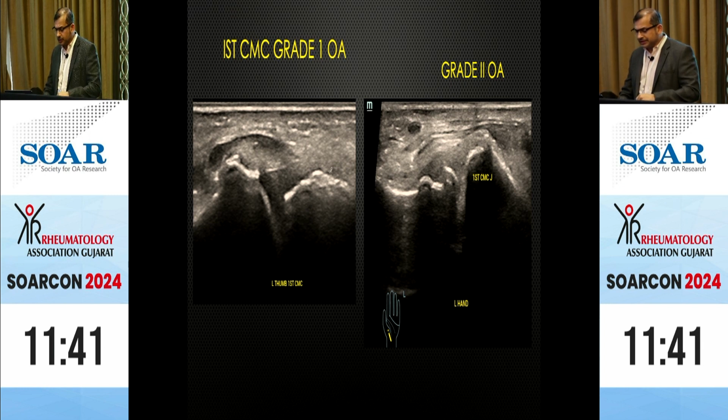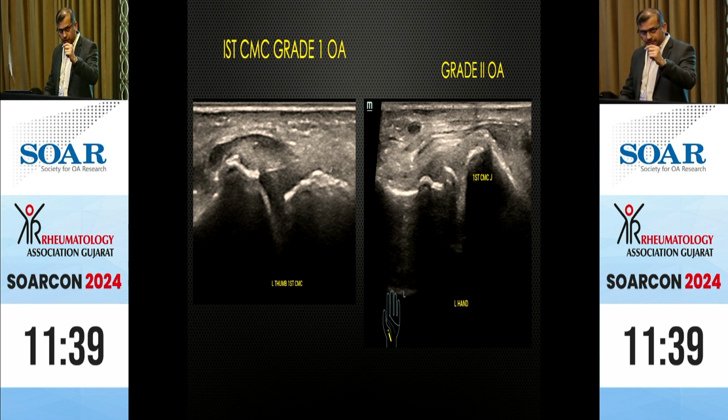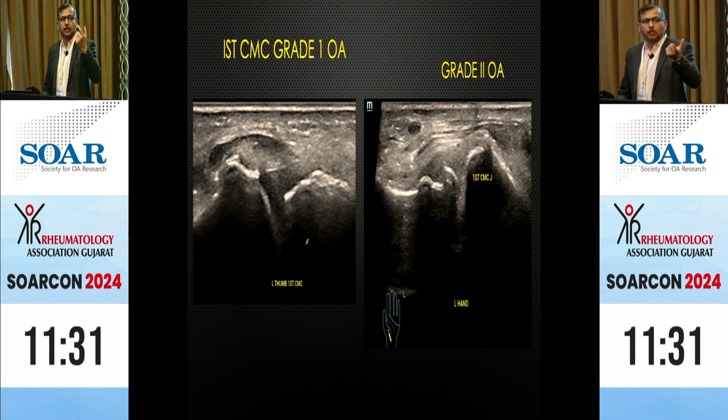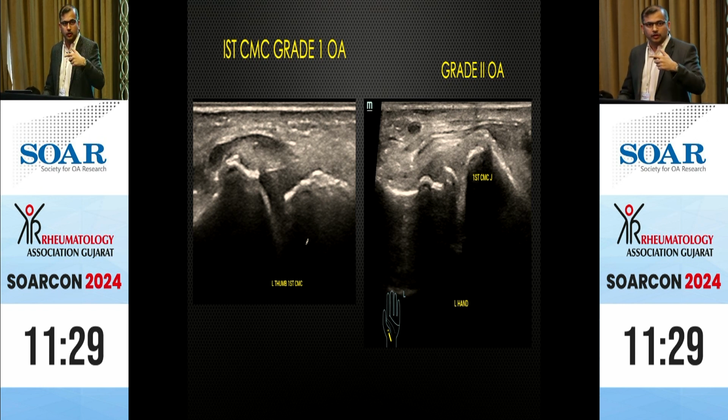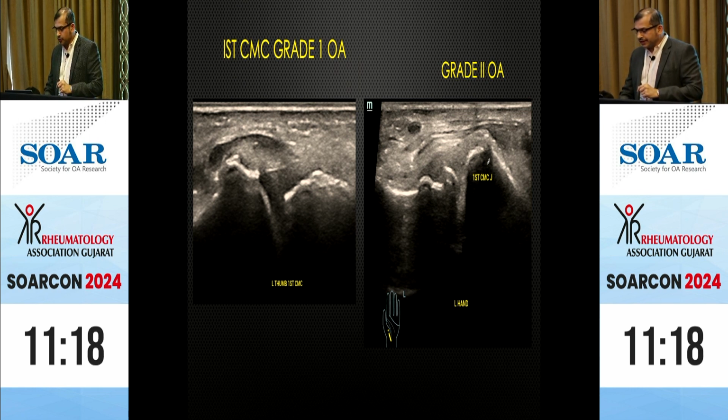So this is what we see, and when we put our probe pressure, this is done with a 20 megahertz probe. Normally the probes which we use, the wide footprint linear probes which we use for our small part sonography or shoulder and knee sonographies, don't work here. You need to use a little higher frequency, small footprint or a hockey stick probe. This is the CMC joint where you see more of osteophytes.